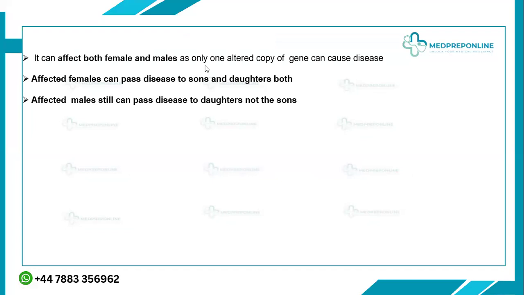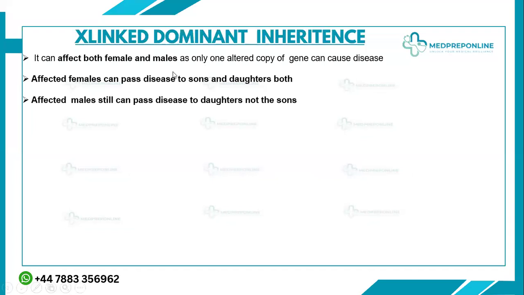Another type of inheritance is the X-linked dominant inheritance. This usually doesn't come up for asking about the risk of inheritance. This is more important for pedigree charting. But let me go through this as well.